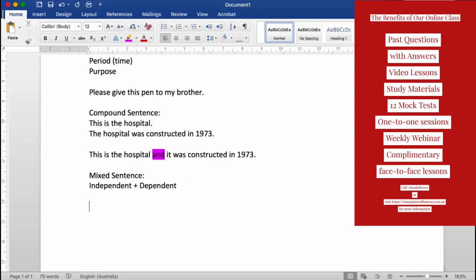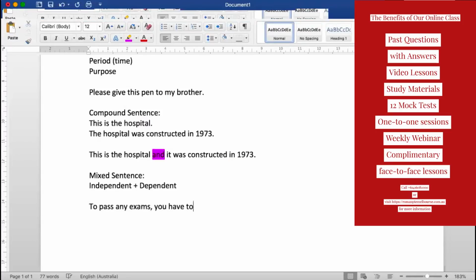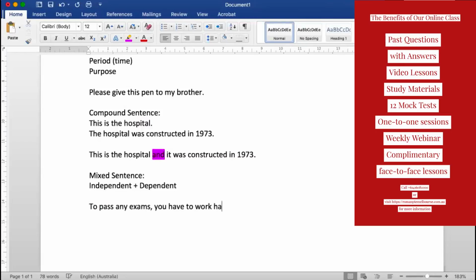An example of this is, to pass any exams you have to work hard. So you can see you have to work hard is an independent sentence. To pass any exams, this is not a complete sentence. This is an incomplete sentence, and the meaning of this part will never be clear if you don't get a chance to see the other part of the sentence. So this is the independent part, this is the dependent part, and these kinds of sentences are called mixed sentences.